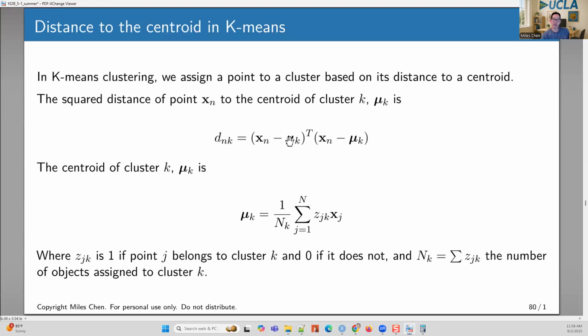And then that centroid itself, mu, is the product of basically our indicator variable z times x, okay? So z is ones and zeros, times x, and then we add them up across and divide by how many points we have in cluster K, right? So we're just taking the mean of all of the points that belong to cluster K.